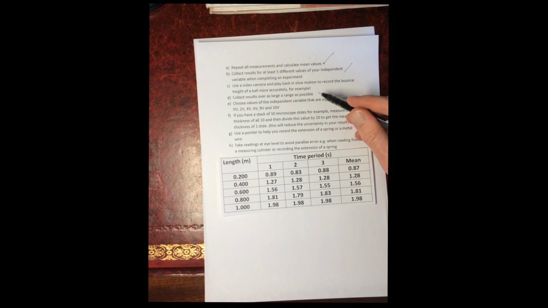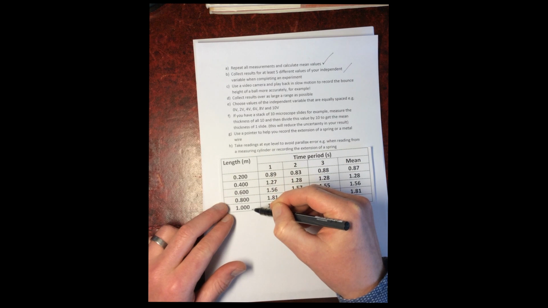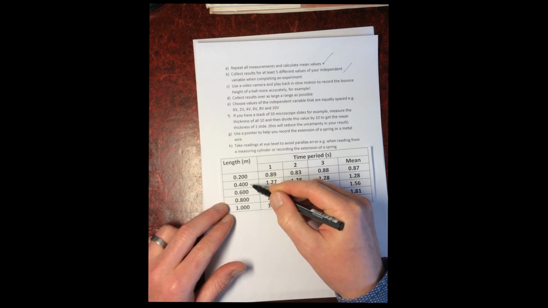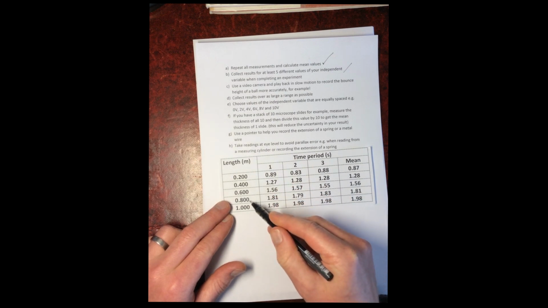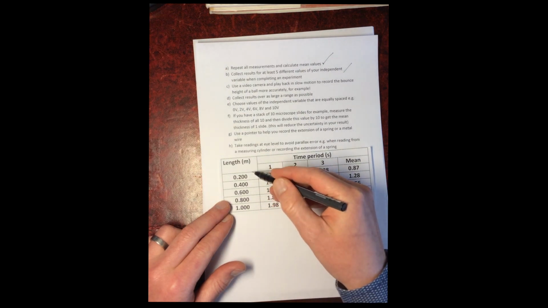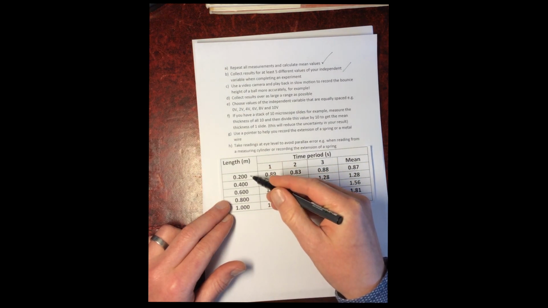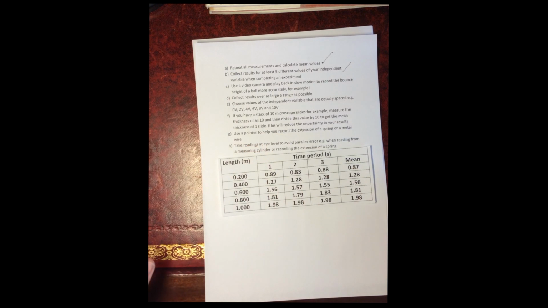You want to calculate results over as large a range as possible. So in this example here, we've got a 1 meter length pendulum. You want to record results over the full meter length. So you wouldn't want to just take results for 0.8, 0.85, 0.9, 0.95 and 1 meters, for example, because that would just be a small section of the full length that you've got. You want to take the full range. So you can see here we're starting with 0.2 meters and working up to 1 meter and covering a large range of the length of our pendulum.